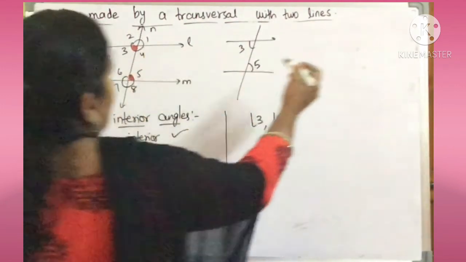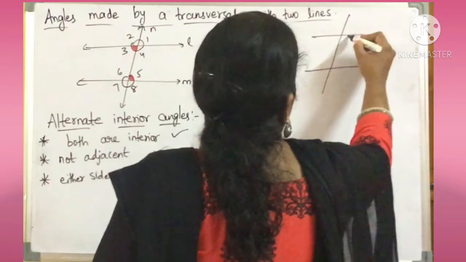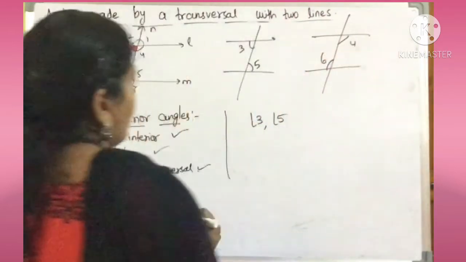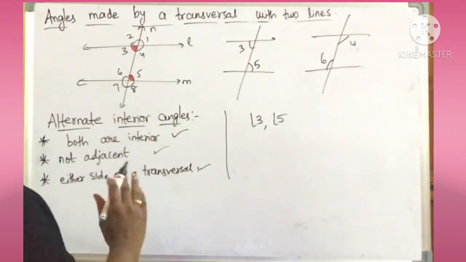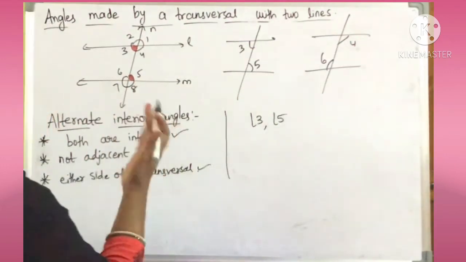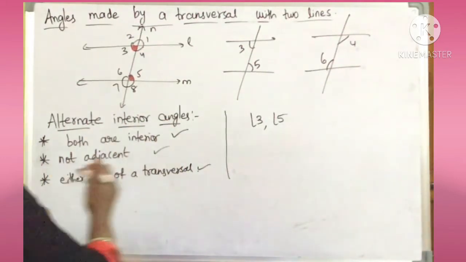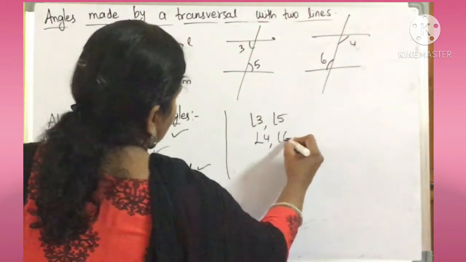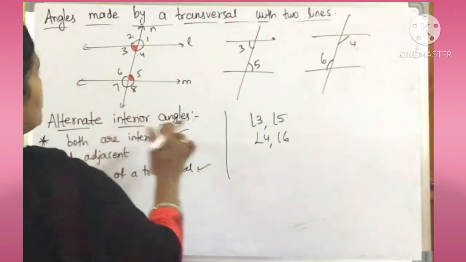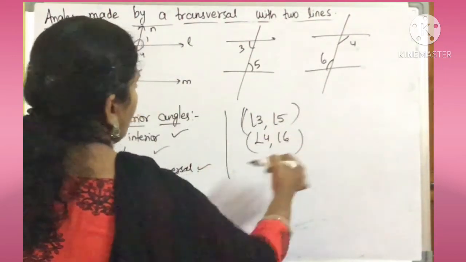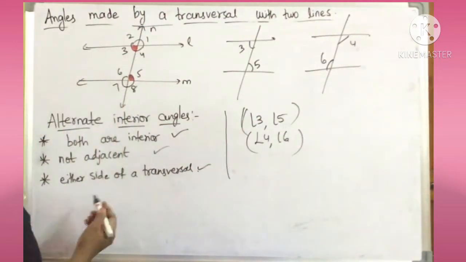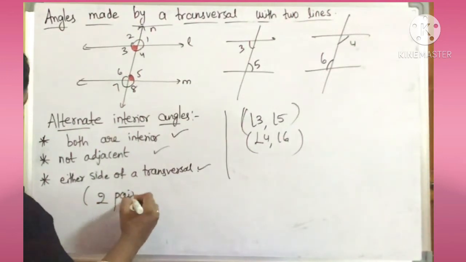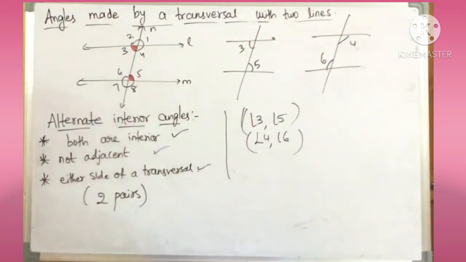Here 4 and 6. If you observe, these are the two lines. Here is a 4 and here is a 6. 4 and 6 both are interior and they are not adjacent, and 4 is on the right side of a transversal and 6 is on the left side of a transversal. So I can take another pair as 4 and 6. And coming to interior, only two pairs you are going to get. Alternate interior angles: angle 3 and angle 5, angle 4 and angle 6 are the two pairs of alternate interior angles when a line intersects two lines.